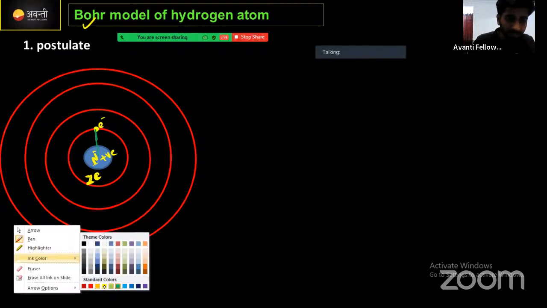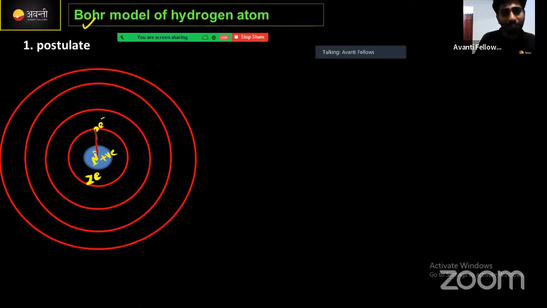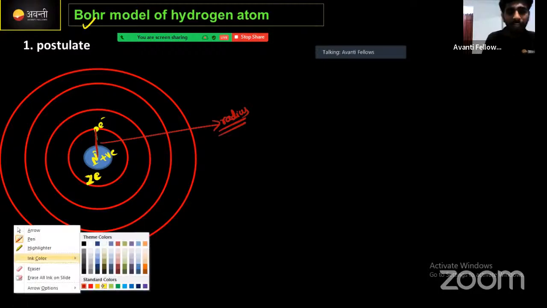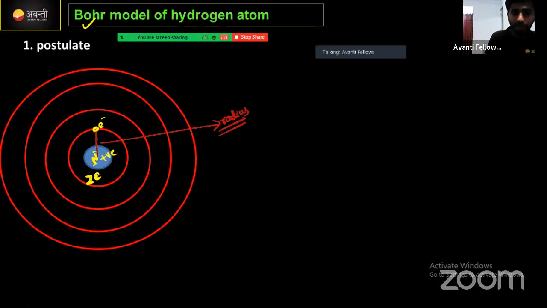Let me write through another color. Okay, it has one fixed distance. This fixed distance is called radius.